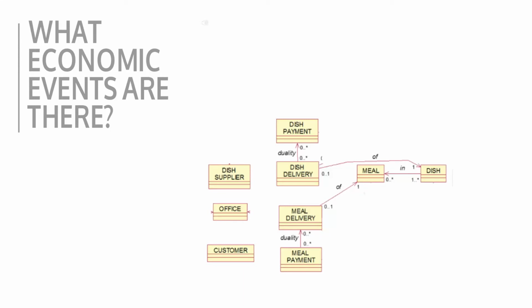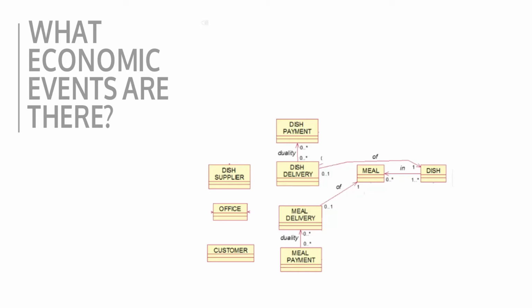There are deliveries of meals to the customers and the dual payments from the customers. There are also deliveries of dishes from the dish suppliers to the offices and the dual payments from the offices. Note that we have here not added the associations between the economic events and the economic agents. We will see later on that these can be derived when we add on commitments and contracts.